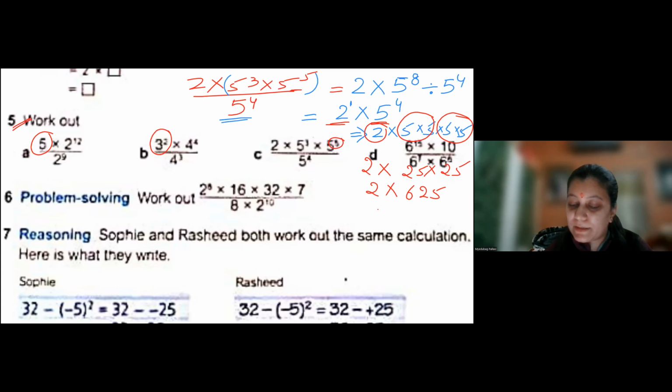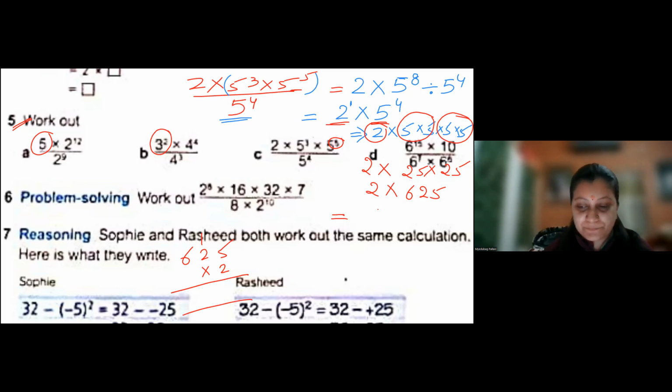625 plus 25, 25 plus 25, we can use 50. Use a calculator if the calculation is complex. This is an easier one, so we can just multiply it like this only.